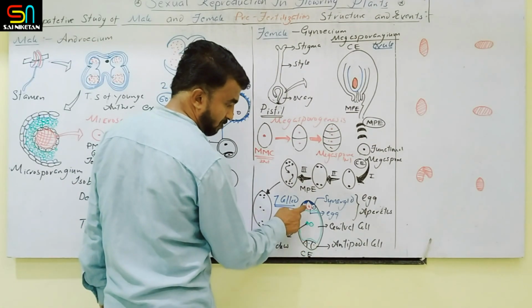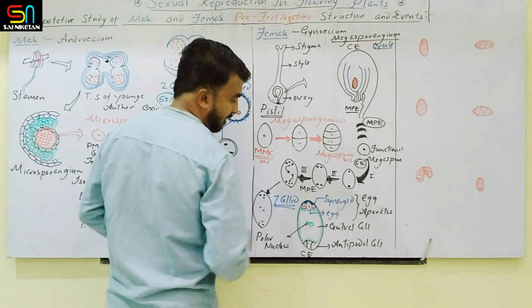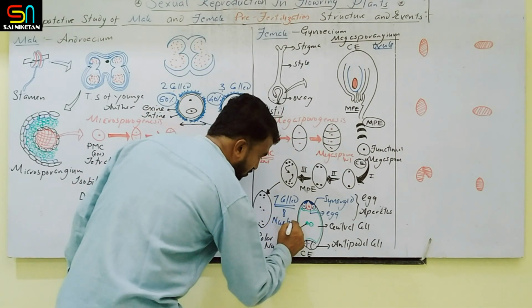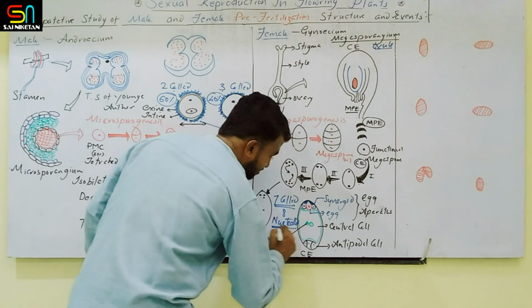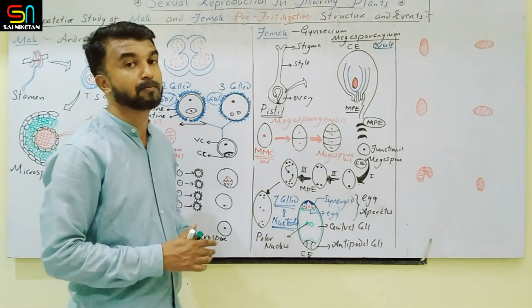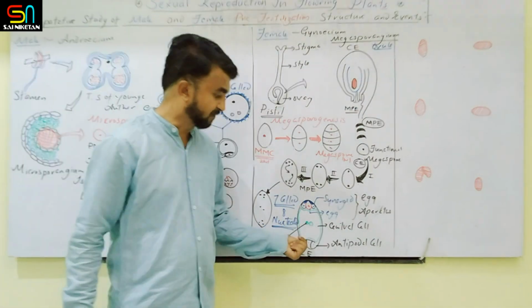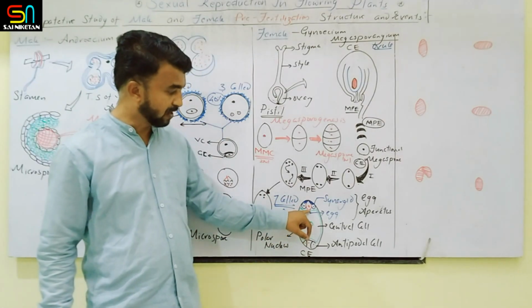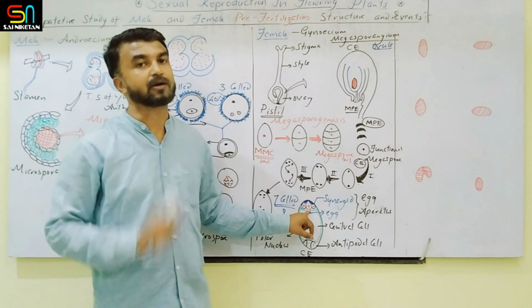1, 2, 3, 4, 5, 6, 7, 8. 7 cells and 8 nuclei. It is an important structure. Here, the female gametophyte is 7-celled, 8-nucleate. In that one, this egg is the female gamete.